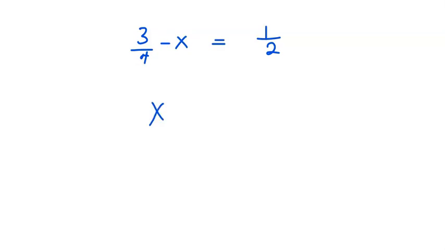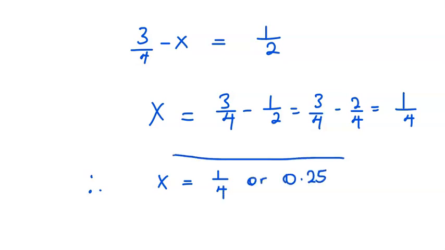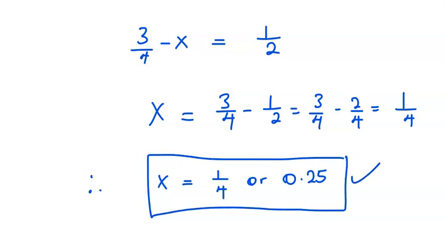Okay, so here now we get that x is equal to 3 over 4 minus 1 over 2, which is the same as 2 over 4, and here we get 1 over 4. So therefore our solution now is that x is equal to 1 over 4 or 0.25, and this is our solution.